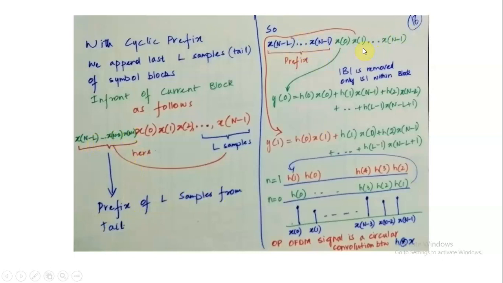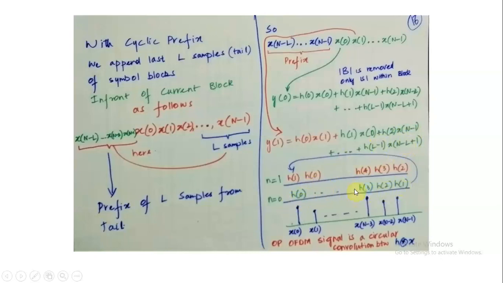Now if you take the received signal y0, which goes through a frequency selective channel, what you get is y0 equal to h0 x0 plus h1 x_{N-1} plus h2 x_{N-2} until h_{L-1} x_{N-L+1}. So y1 would be given by h0 x1 plus h1 x0 plus h2 x_{N-1} until here. So at n equal to 0, you take these lines and plot the taps here.